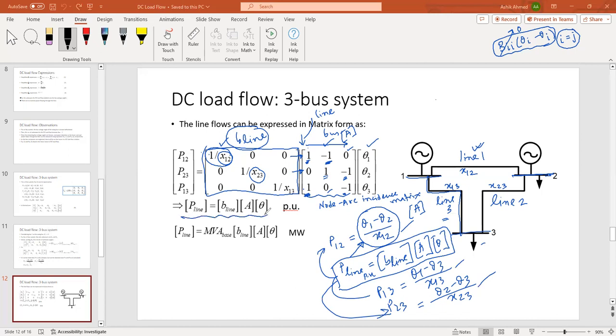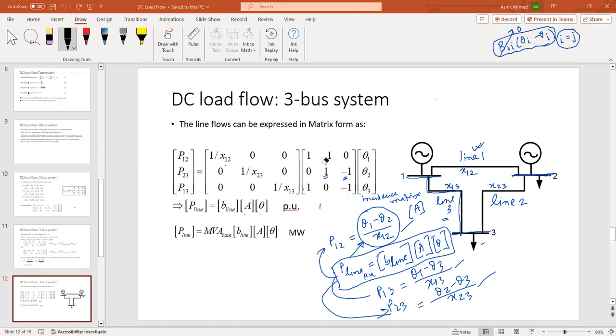And this is the expression that I just wrote here. P line per unit is B line into A into theta, which is in per unit. If you want the actual unit, megawatt flow, you simply multiply this expression by the corresponding base power, base MVA. So you will get P line in megawatts. Now with all this information, we are in a position to solve the example problem. So let us move to the example problem and see how the DC load flow solution can be obtained.